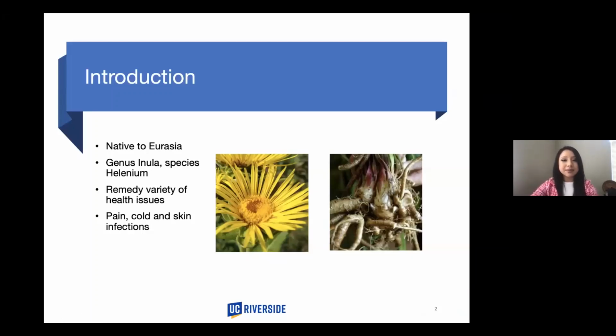The scientific name tells us that it belongs to the genus Inula, which has been known to have a variety of medicinal plants. The species is helenium, and we don't use the actual plant itself, more so the root of the plant has been used over hundreds of years to remedy a variety of health issues, such as alleviating pain, symptoms of the cold, and treating skin infections.